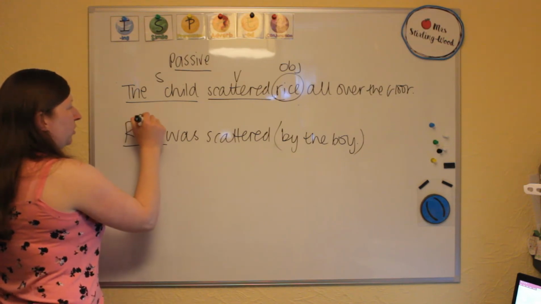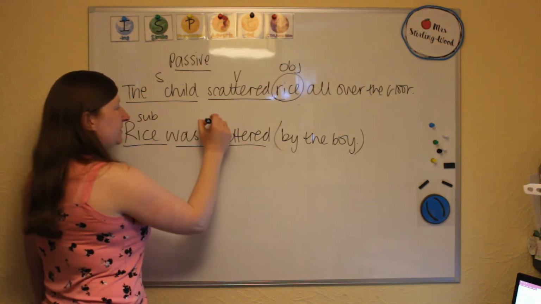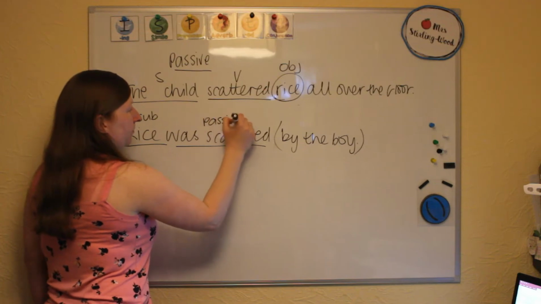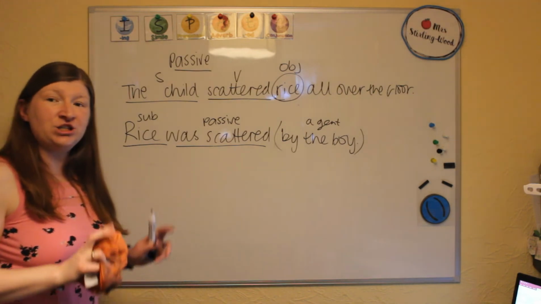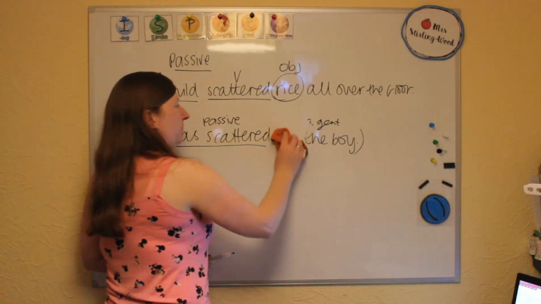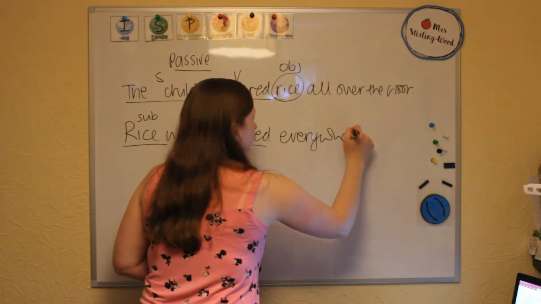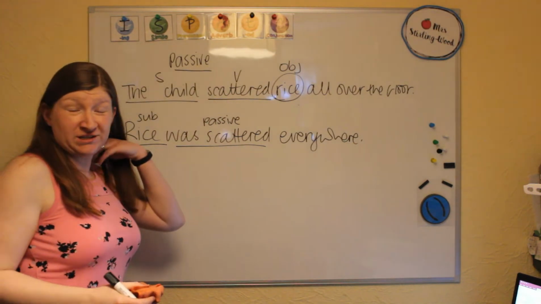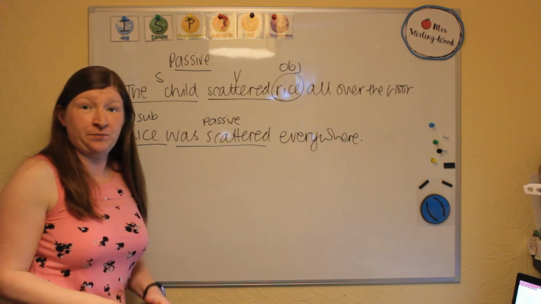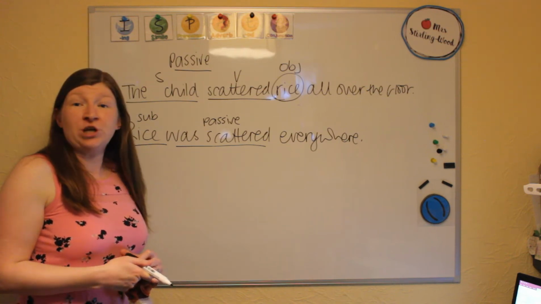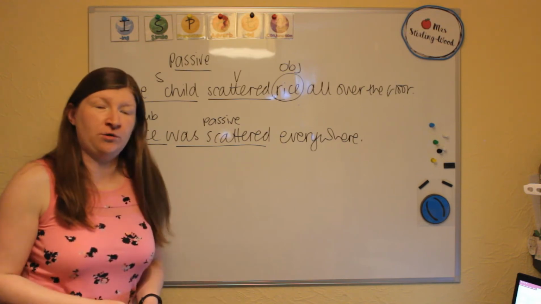Rice has become our subject. It's the thing being affected by the verb, because the rice was scattered. Here is our passive. And then this is our agent. If you choose to leave the agent out, so you don't put in by the boy, as long as I write everywhere to make the sentence make sense, this would be called an agentless passive. So it's a passive sentence where we don't tell the reader who is doing the action. It's really useful if we don't know. So in things like newspaper reports, we can talk about how the car was stolen. We don't know who stole it.